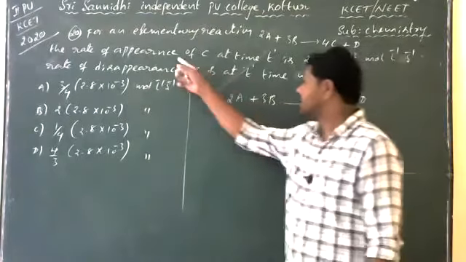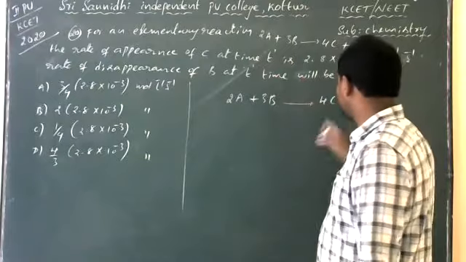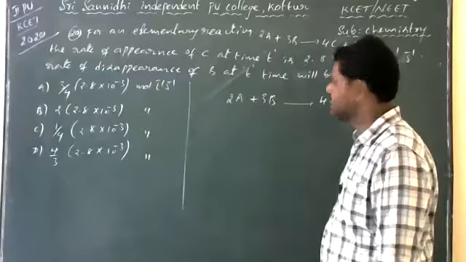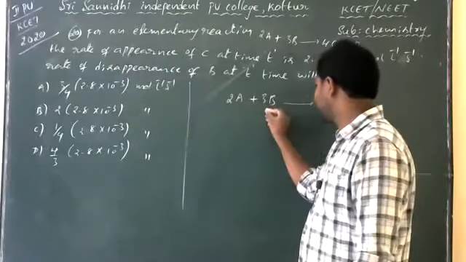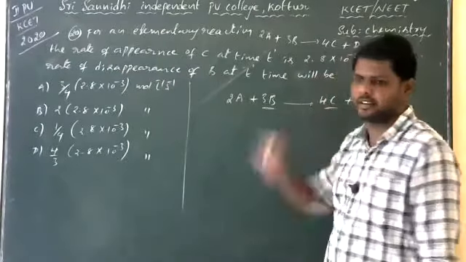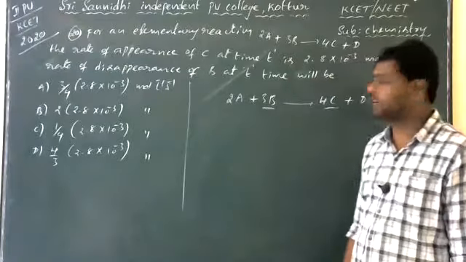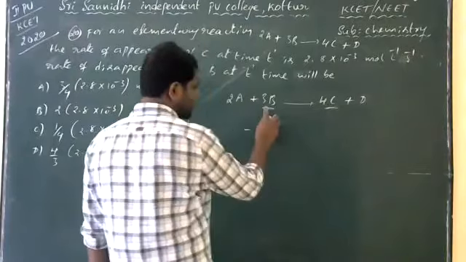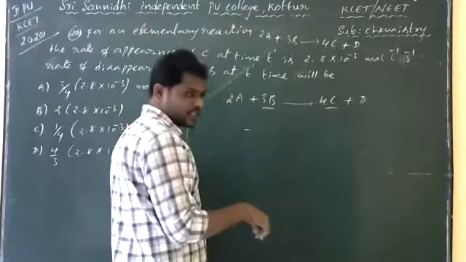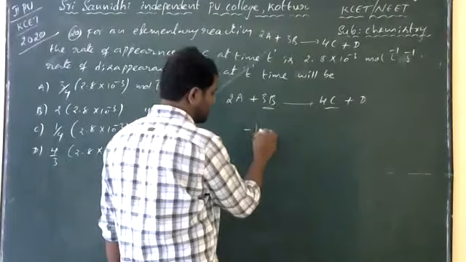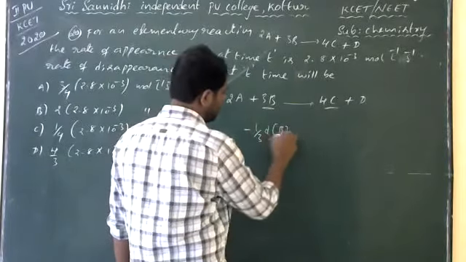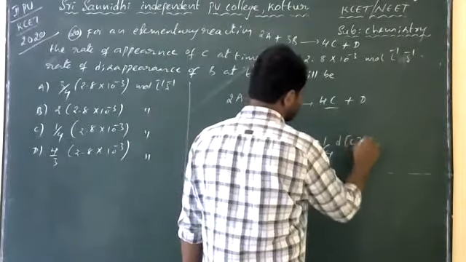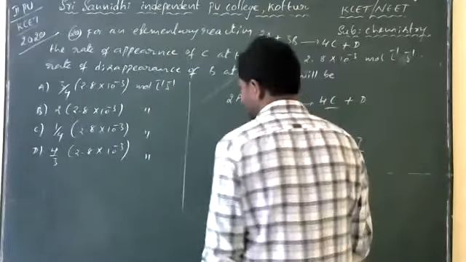That means the rate of appearance of C at time t is 2.8 into 10 power minus 3 mole per liter, right? Next, the rate of disappearance of B: the relation between B and C only. First we have to get the rate with respect to B. Decrease in the concentration of B, nothing but disappearance of B, is minus 1 by 3 d concentration of B divided by dt, which is also equal to plus 1 by 4 d concentration of C divided by dt, which is the rate expression.